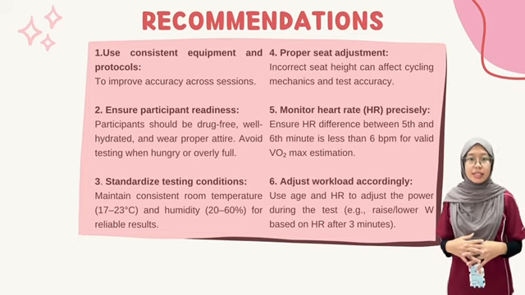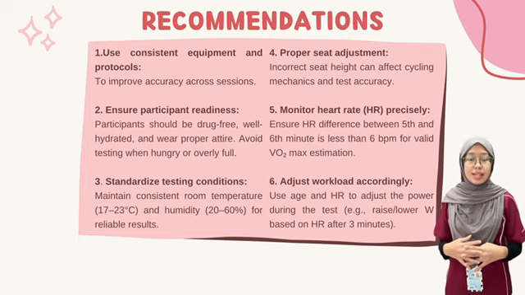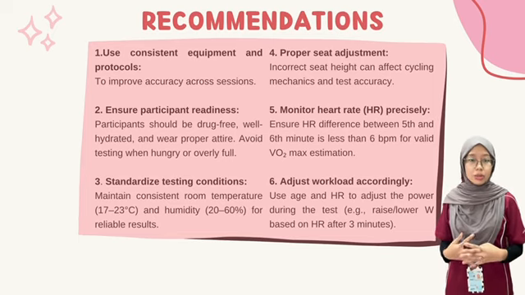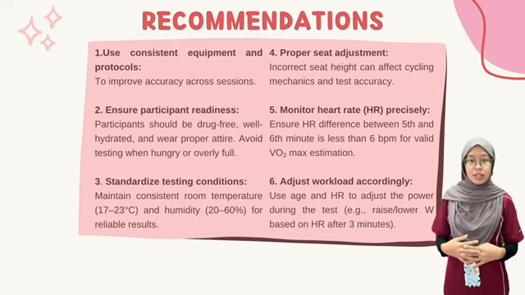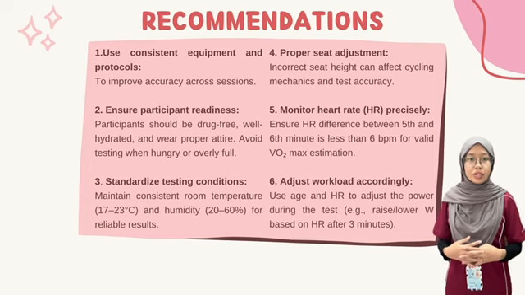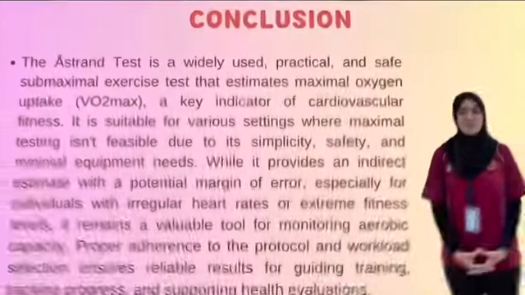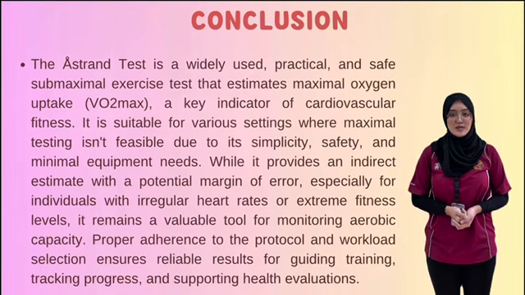Sometimes, using a treadmill test can give better results. This is especially true for trained people. The treadmill usually gives VO2 values that are 5 to 10% higher than the cycle test because it uses more muscle. So now we move to the last part, which is the conclusion.